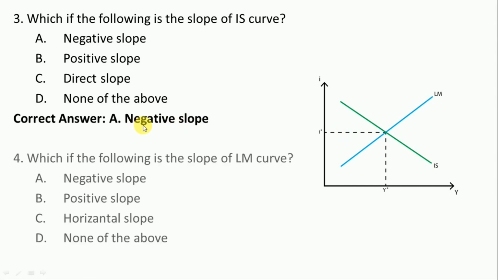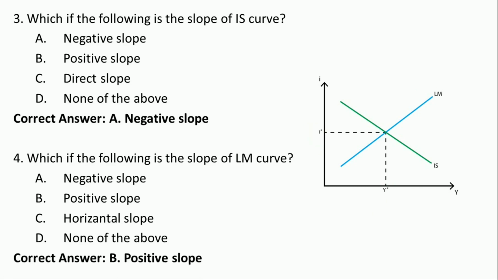Then opposite to this, there is another question: which of the following is the slope of the LM curve. LM curve का slope कैसा होता है? You can see on the diagram, the LM curve is sloping from left side to right side upward. So this is a positive slope, which indicates there is a direct relation between the rate of interest and the level of income. So the correct answer is a positive slope. B is the correct answer.